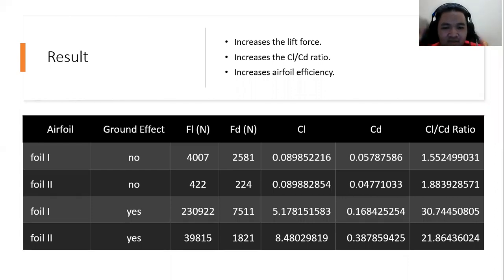Based on the analysis before, ground effect significantly increased the lift force at the same velocity and increased the CL to CD ratio. The lift to drag ratio is the amount of lift generated by an airfoil compared to its drag. The lift to drag ratio is used to express the relation between lift and drag and is determined by dividing the lift coefficient by the drag coefficient. The CL to CD ratio indicates airfoil efficiency.